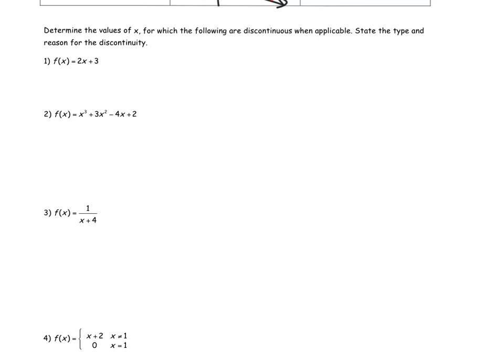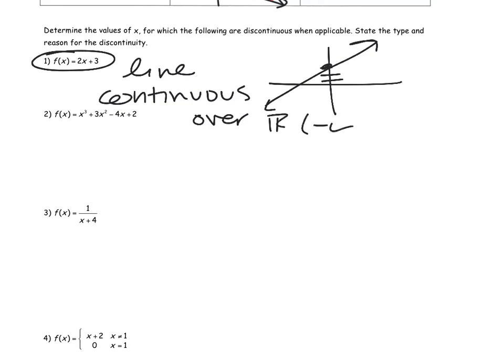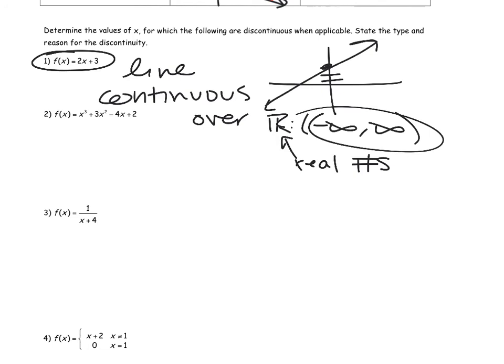For the first example, and I'm going to walk through the first and second one with you, if you were to just sketch this, it's a line, with a slope of 2 and a y-intercept at 3. So we're looking at something maybe like that, up 2 over 1. Well, that's continuous. There are no holes or breaks in the graph, it's a line. So this is continuous over the real numbers, which is from negative infinity to positive infinity. This is the symbol for real numbers, by the way.